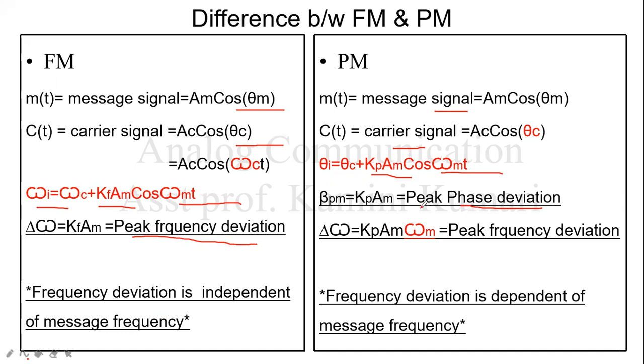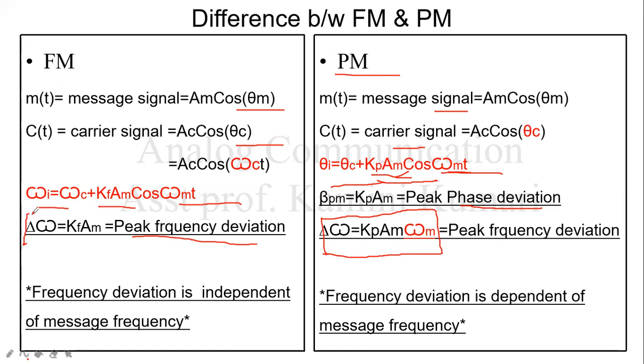Okay. Here you have seen this is your peak phase deviation. Now we need to have the peak frequency deviation in the case of PM also. So what will we do? We will differentiate this term, and when we differentiate this term, this omega m will come here, right? And what will we get? We will get this kind of equation for your peak frequency deviation in the case of PM.